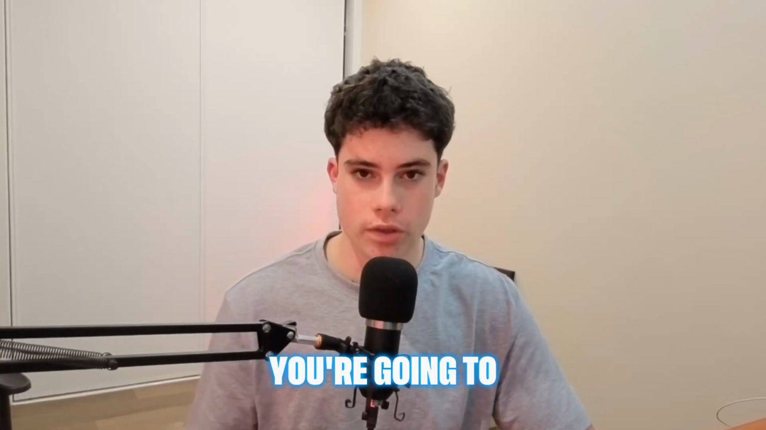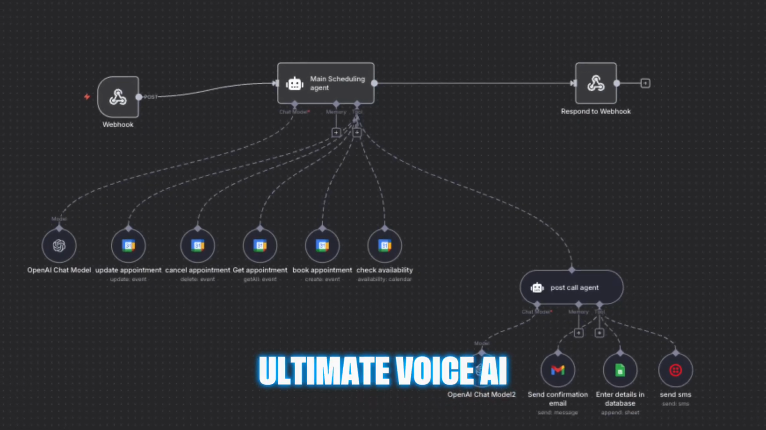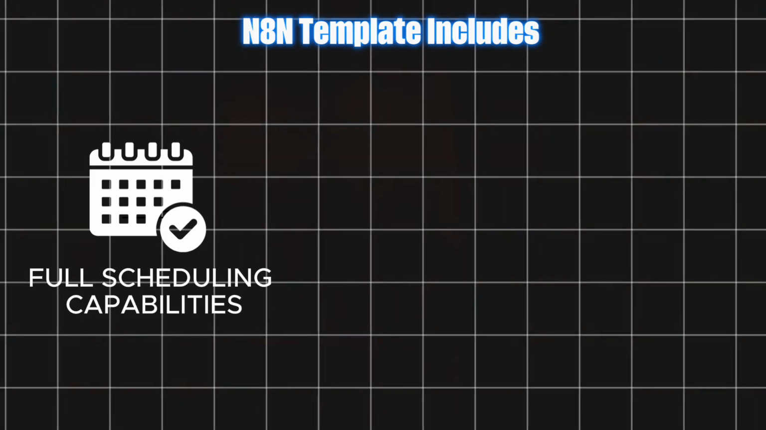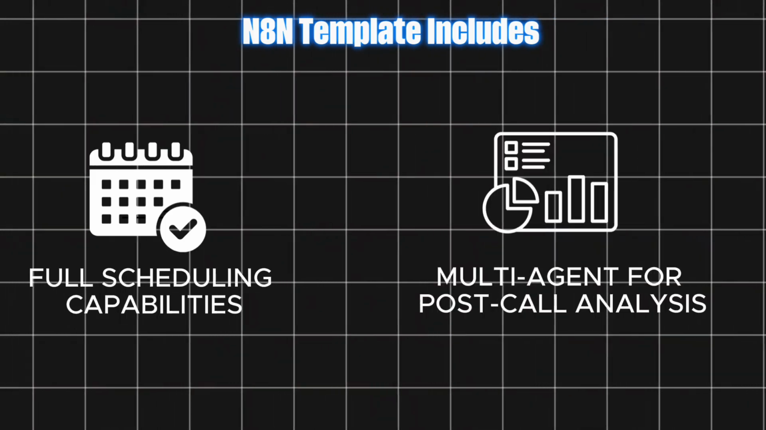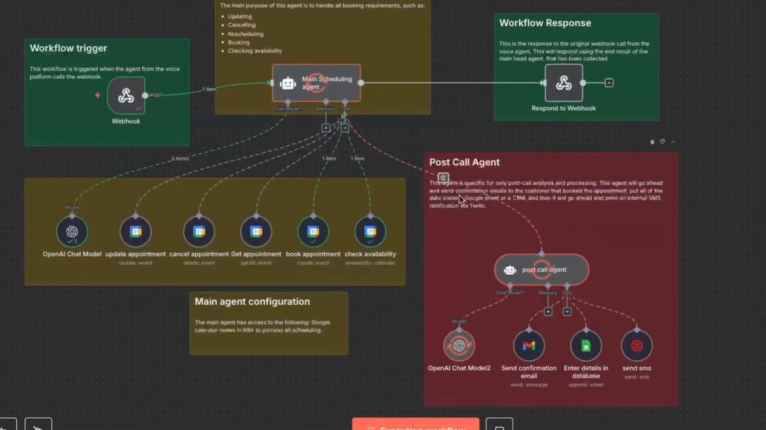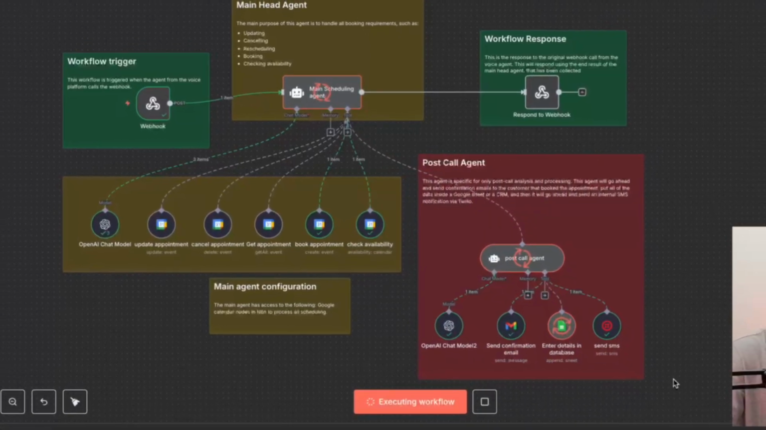In this video, you're going to learn step by step how to build the ultimate voice AI multi-agent template. This template is going to be built inside n8n, and it's able to cancel, reschedule, check availability, and book appointments. And then we also have a separate AI agent attached to the main agent that's able to handle post-call analysis. So things like sending SMSs, sending emails, and then also inputting all that data inside a CRM system.